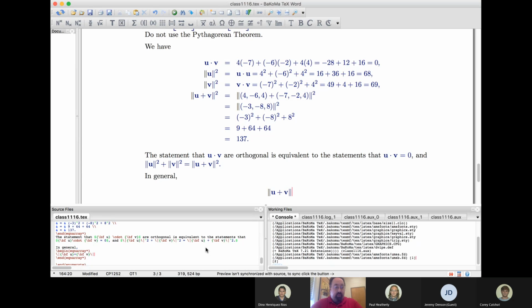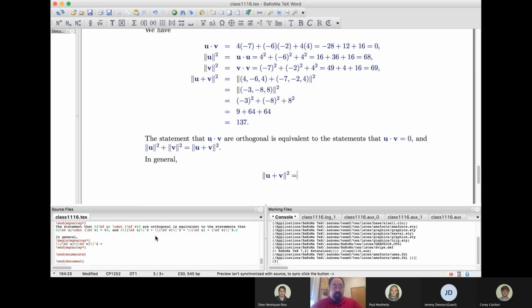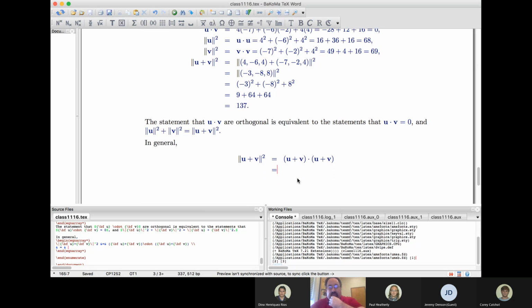So if I have a length of a sum of vectors, that'd be the same as the inner product of the sum with itself. Now, using properties of the inner product, it has a distributive property to it. So I can break this up.